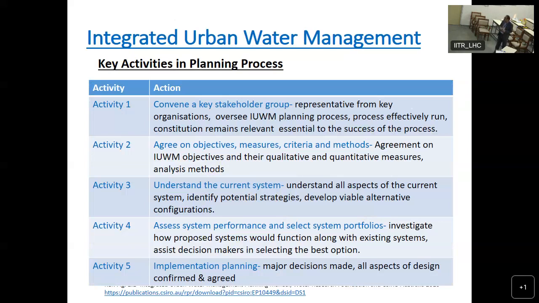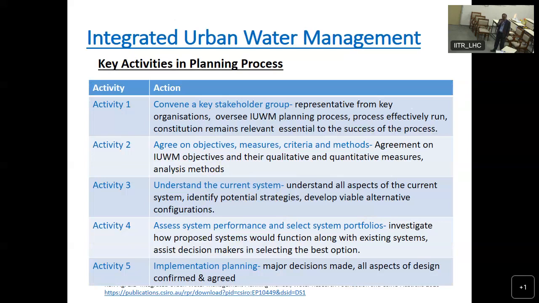So agreement on integrated water management objectives, their qualitative and quantitative measures, analysis methods. The third one is understanding the current system. Understand all aspects of the current system, identify potential strategies, develop viable alternative configurations.